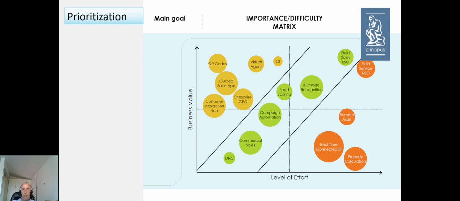A prioritization matrix is a chart with business value as one dimension and level of effort as the second one. If you want a quick win, go for high value and low effort.